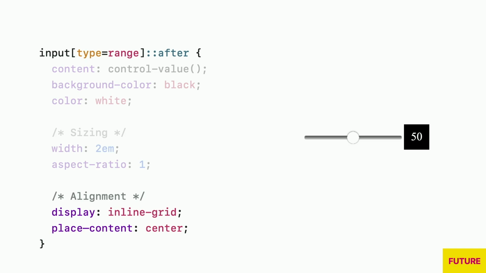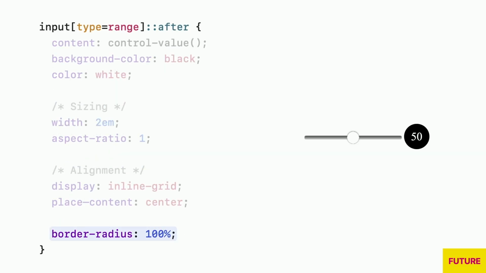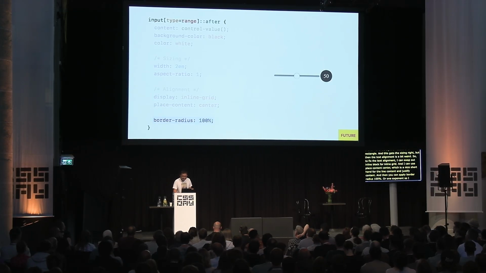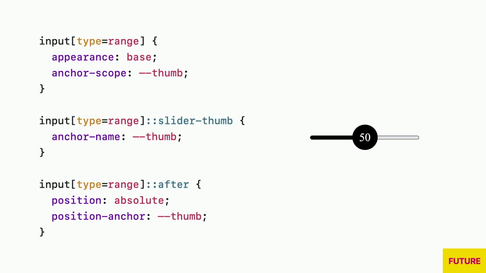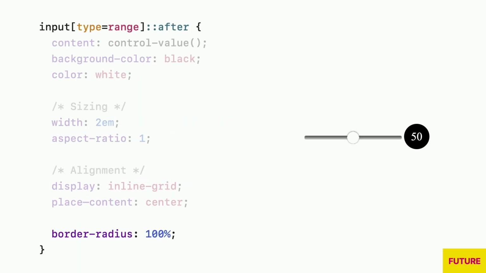So to fix the text alignment, I can swap out inline block for inline grid, and I can use place content center, which is a nice shorthand for align content and justify content. And then you can apply border radius 100%, or 1 exponent 3, as I saw yesterday on Adam's talk. Wait, what slide am I on? Okay, so now that we have the bubble, it's not actually anchored to the thumb.